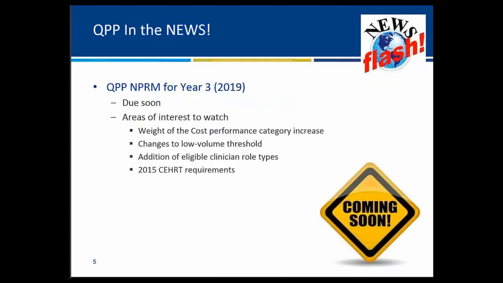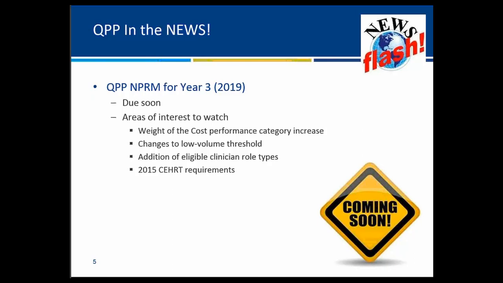Most of you are aware that macro legislation requires annual updates to the QPP rule through what we call the Notice of Proposed Rulemaking, or NPRM. And that NPRM has a 60-day comment period. So we anticipate that CMS will release the NPRM within the next few weeks.